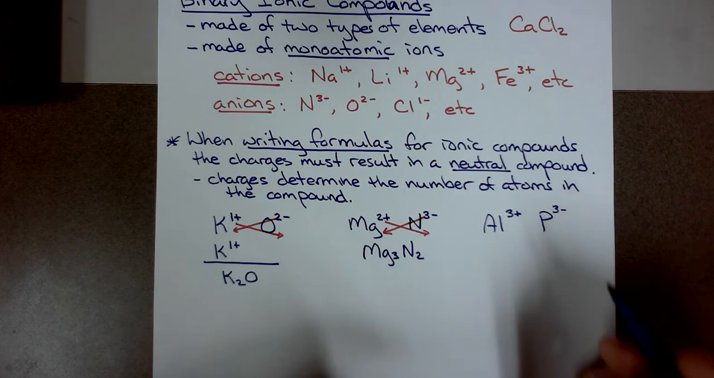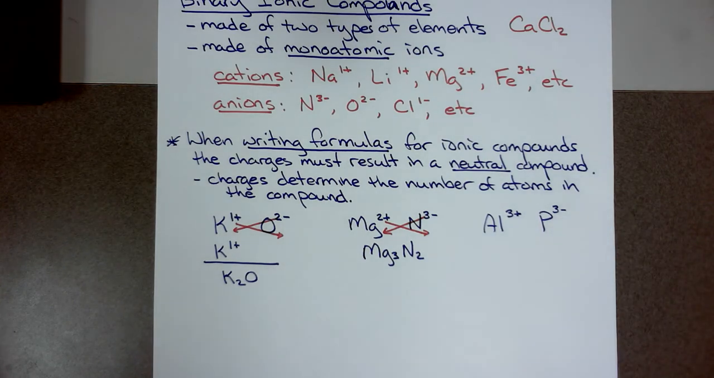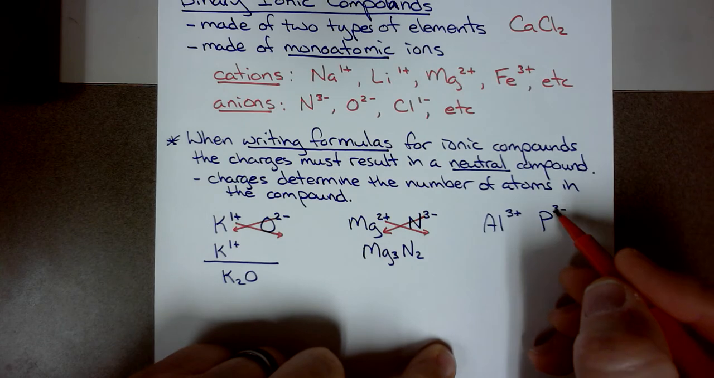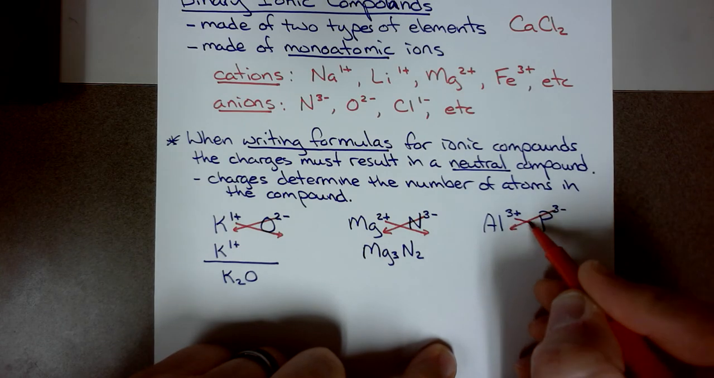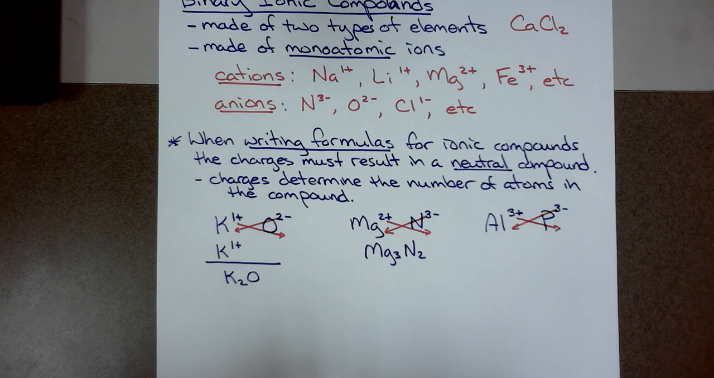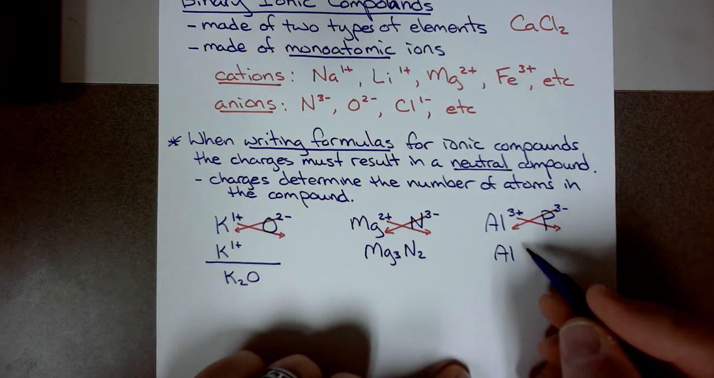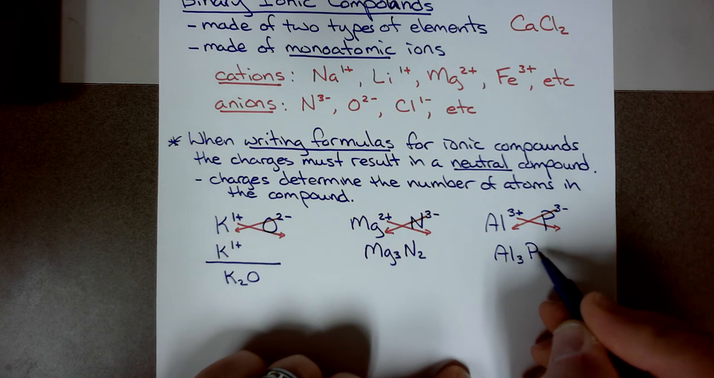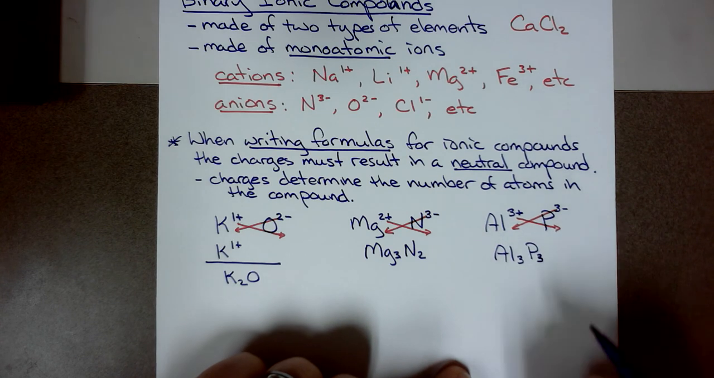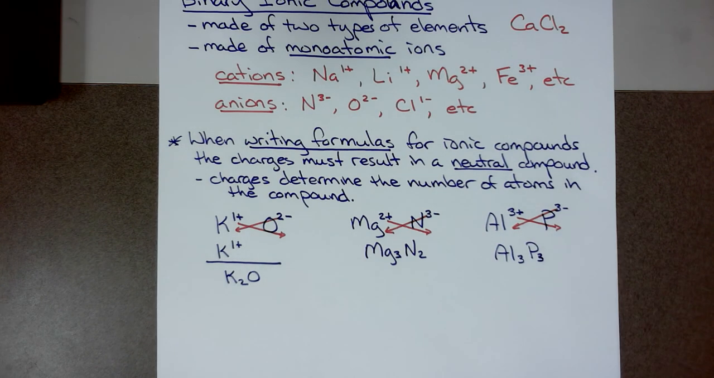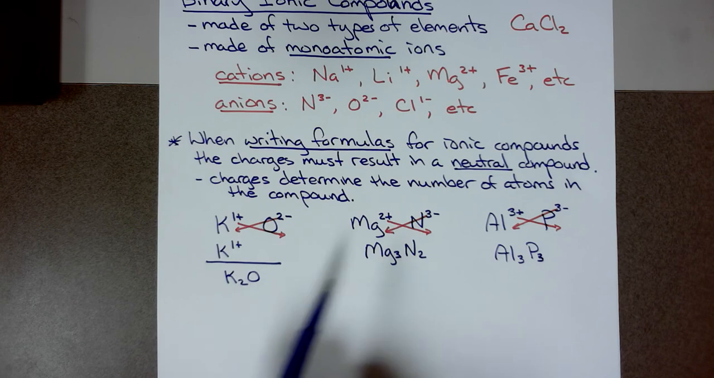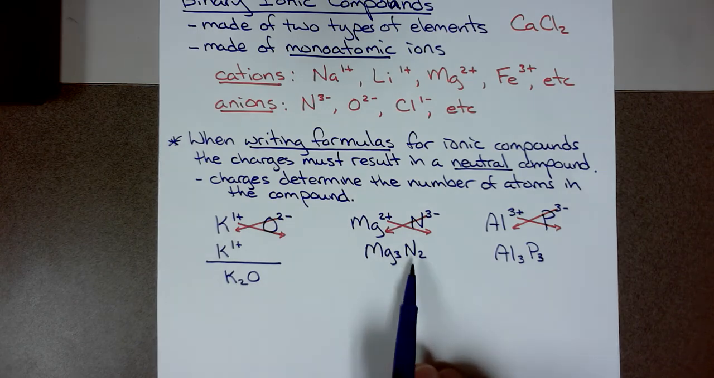However, let's say you are in the habit of doing the crisscross and you did it automatically. Let's look. You can still do this, but what you have to be aware of is that when you write this down, this is going to be written as Al3P3, but there's a rule. Remember the rule that all ionic compounds have to be written in the lowest whole number ratio. This is the lowest whole number ratio here. I cannot reduce it anymore.